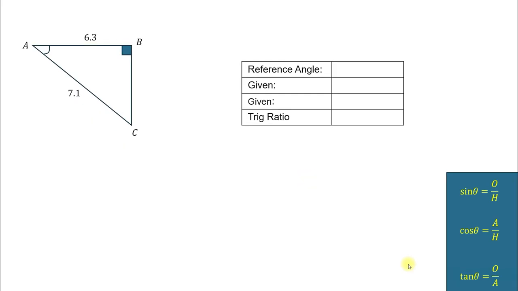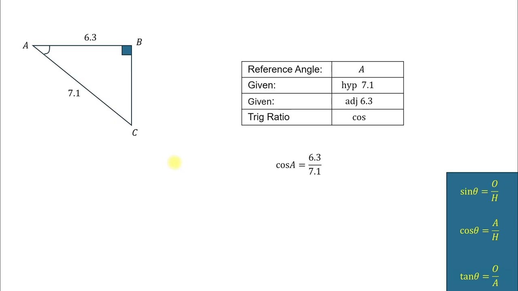In this question, we're asked to find an angle. In this case, we're asked to find the reference angle A. We are given two sides. So relative to the reference angle A, we are given the hypotenuse at 7.1, and we are given the adjacent of 6.3. The trig ratio that deals with adjacent and hypotenuse is the cosine. So we can say that the cosine of A equals 6.3 over 7.1.